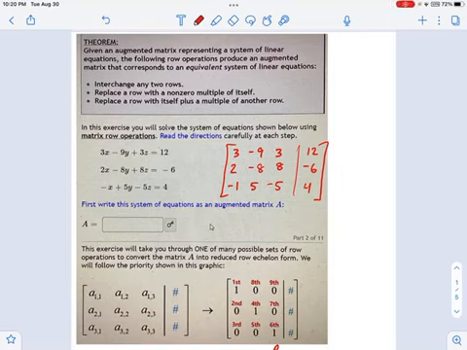In this problem, we have to solve a 3 by 3 system of equations. That means 3 equations with 3 variables, x, y, z. And to do this, we're going to use an augmented matrix with row operations. It's not the easiest way to do it, but it is one of the techniques we have to learn.